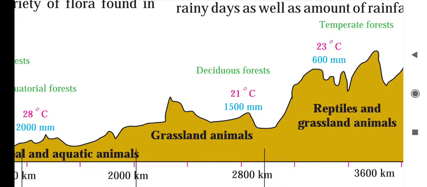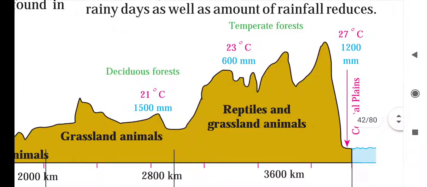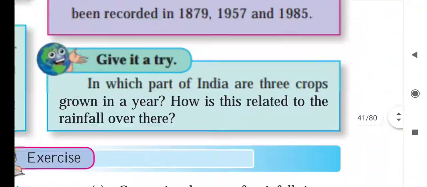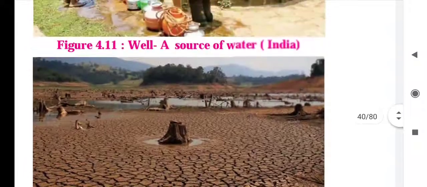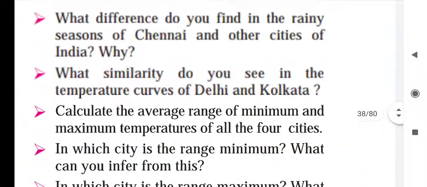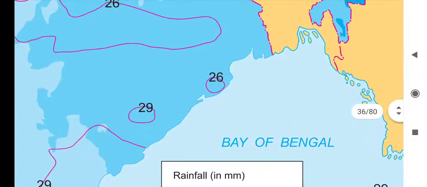So next is the equatorial forest. If we go, so children, we are crossing Brazil's map. How it is, here it is shown like this, but in our Brazil's map, so see, it is India's map.